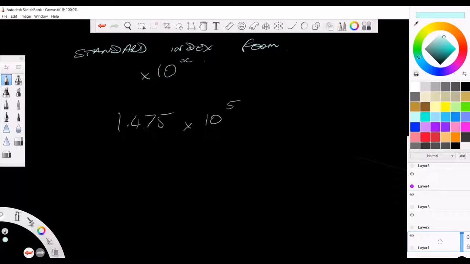You can do this on your calculator. If you just multiply 1.475, don't use the times 10 to the power X button, just multiply it by 10, and then press the button that says X to the box. Like this, it's in the top middle, or again on a Casio. That's just a power button. Press that and 5.